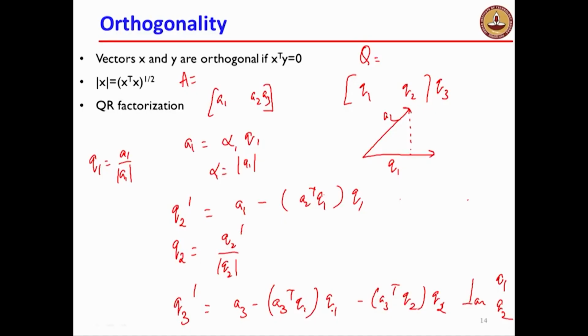If there were three vectors A1, A2, A3, and they are independent, I first take A1 as the first vector Q1. Then I take the component of A2 along Q1, subtract that from A2, and then normalize it, and I get my second vector Q2. Then for the third vector, I take the component of A3 along Q1 and the component of A3 along Q2, and subtract those from A3. This has to be perpendicular to Q1 and Q2. And then for my third vector Q3, if I want a vector of unit length, I just divide it by its length. This is called the Gram-Schmidt orthogonalization process.